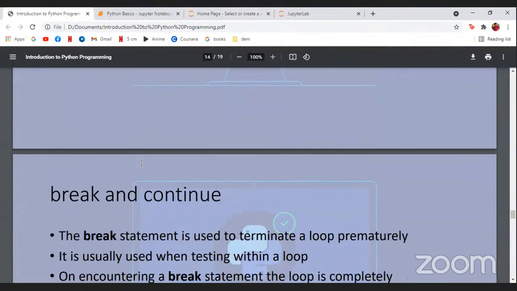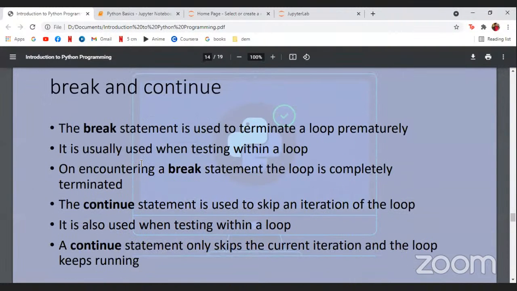So let's move to break and continue. These are two keywords. There are keywords, which are just used as words, and there are functions which have brackets with them. These two keywords, break and continue, are used mostly in combination with loops, although they do have applications outside. The break statement, you'll just write this word break, and it's used to terminate a loop prematurely. If a loop is running and you want to stop it at some point, you'd write break there. It's usually used when you're testing for something within a loop.